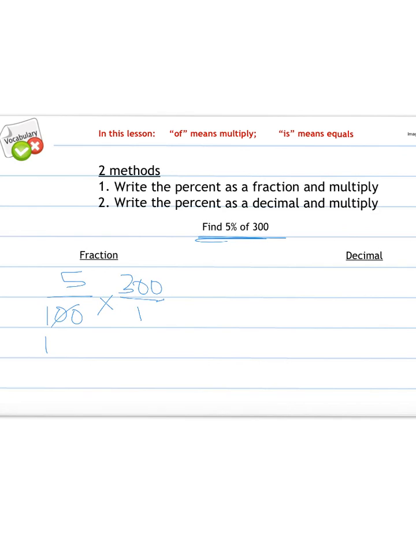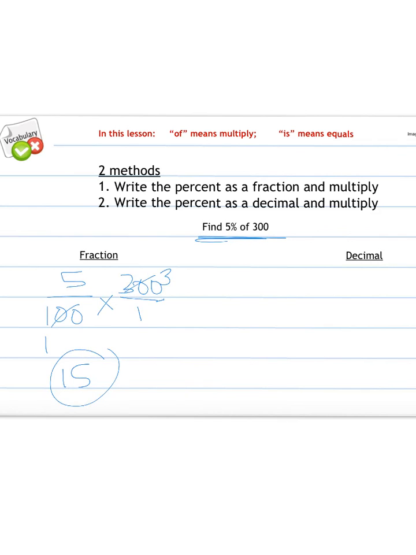100 divided by 100 is 1. 300 divided by 100 is 3. Now multiply across. 5 times 3 is 15. And 1 times 1 is 1. So our answer would be 15. So 5% of 300 is 15.